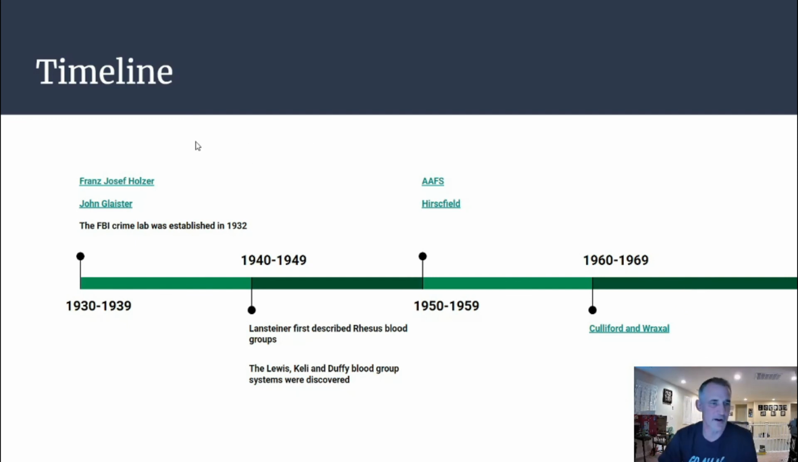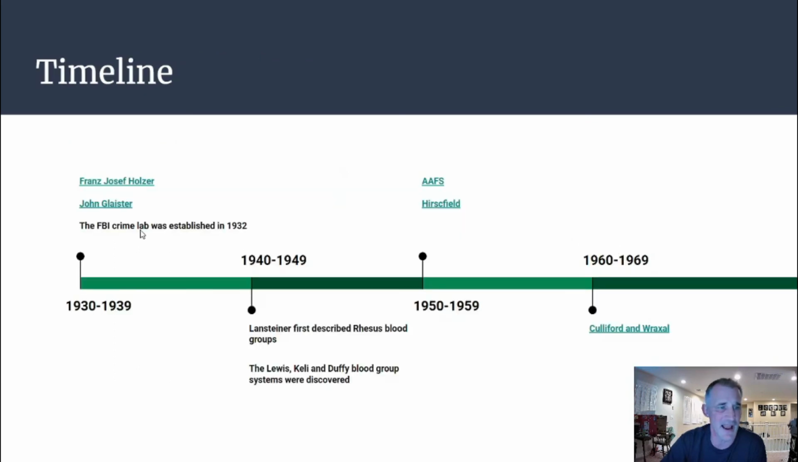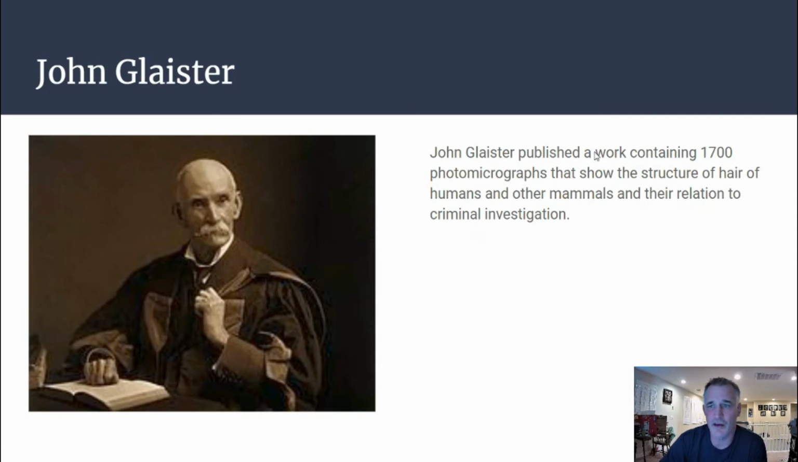Moving a little forward, 1930s, 1939, Franz Josef Holzer. This is an Austrian scientist. He developed the absorption inhibition ABO blood typing technique that was to become used routinely in forensic science. So more on blood typing, kind of add it to this. Glaister published work containing 1,700 photomicrographs that show the structure of hair in humans and other animals in relation to criminal investigations. So he furthered hair examination.